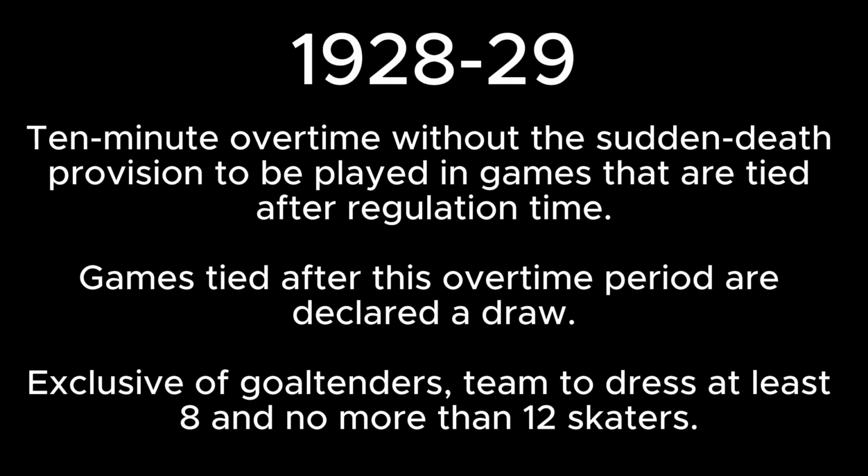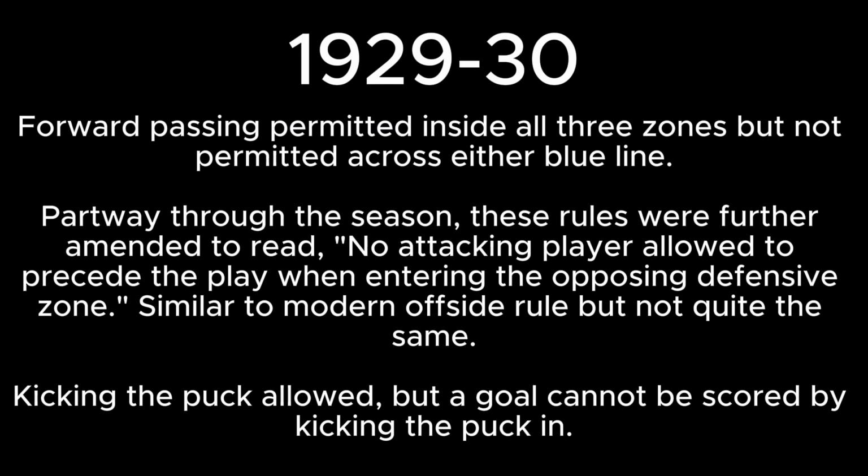Exclusive of goaltenders, teams must dress at least 8 and no more than 12 skaters. In 1929-30, forward passing was permitted inside all 3 zones but was not permitted across either blue line. Partway through the season, these rules were further amended to read: no attacking player is allowed to precede the play when entering the opposing defensive zone, similar to the modern offside rule but not quite the same. Kicking the puck allowed, but a goal cannot be scored by kicking the puck in.